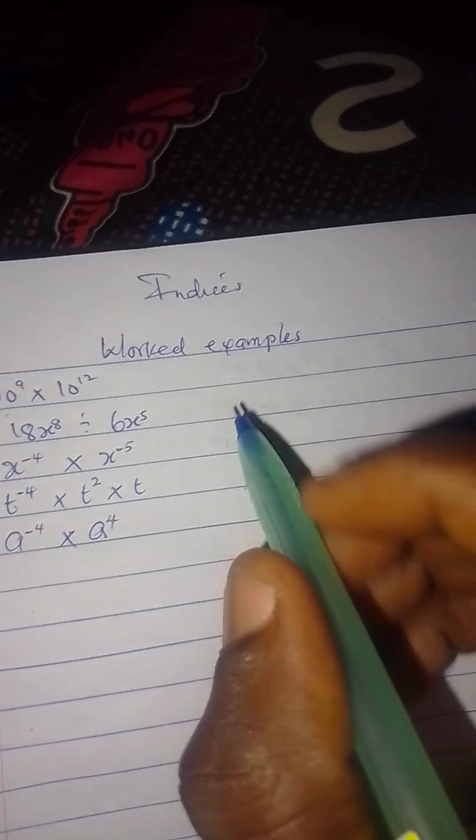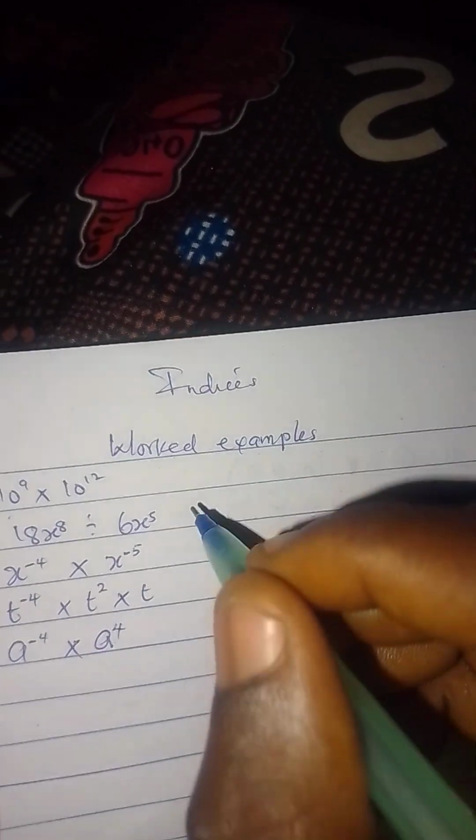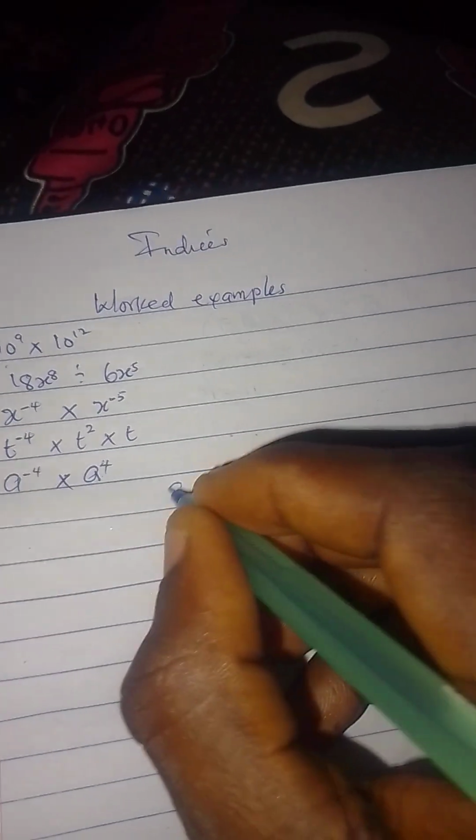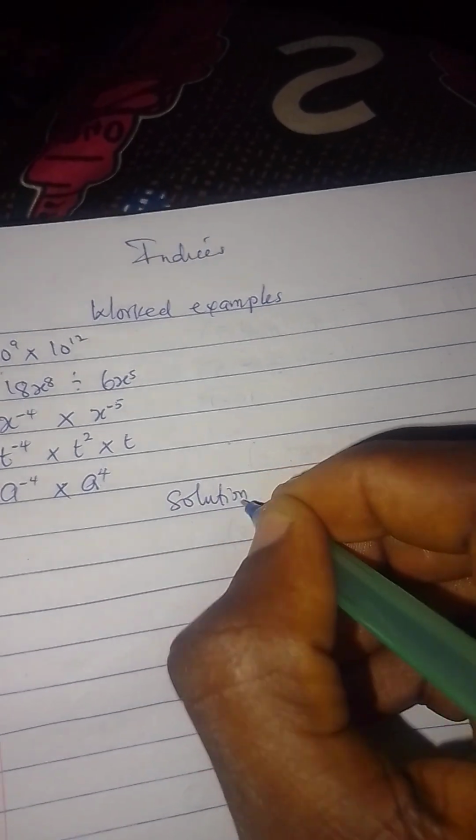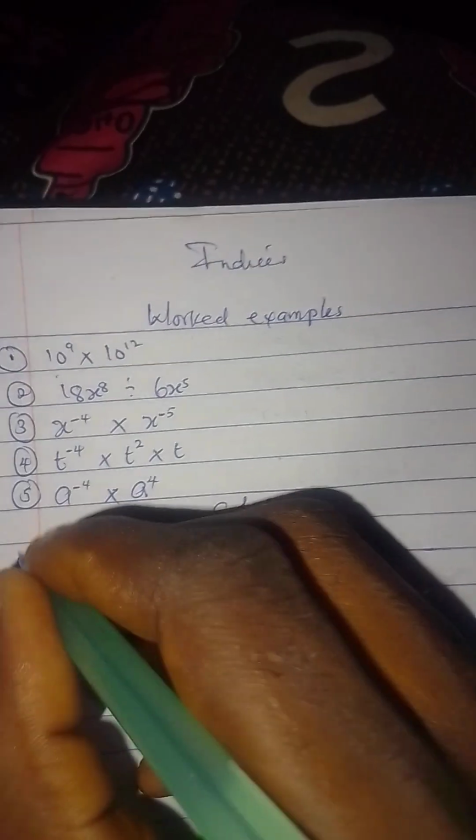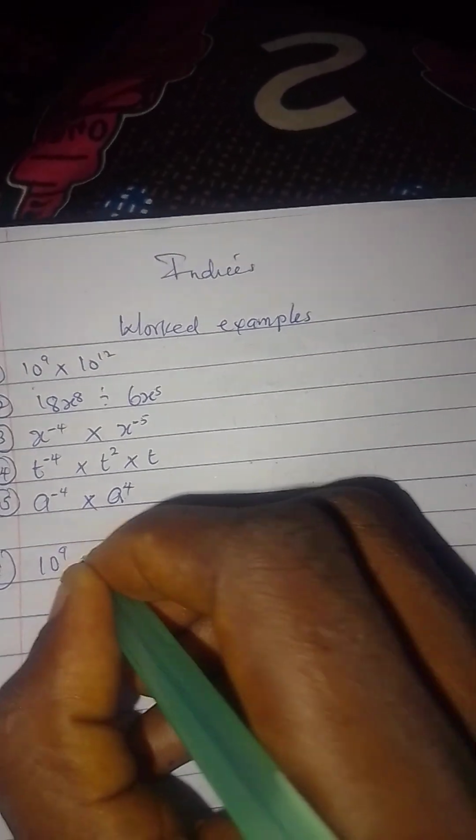Alright, so now let's start our worked examples. For the first 5 laws, let's see if we can solve these as fast as possible. The first one, I have 10 raised to power 9 times 10 raised to power 12.